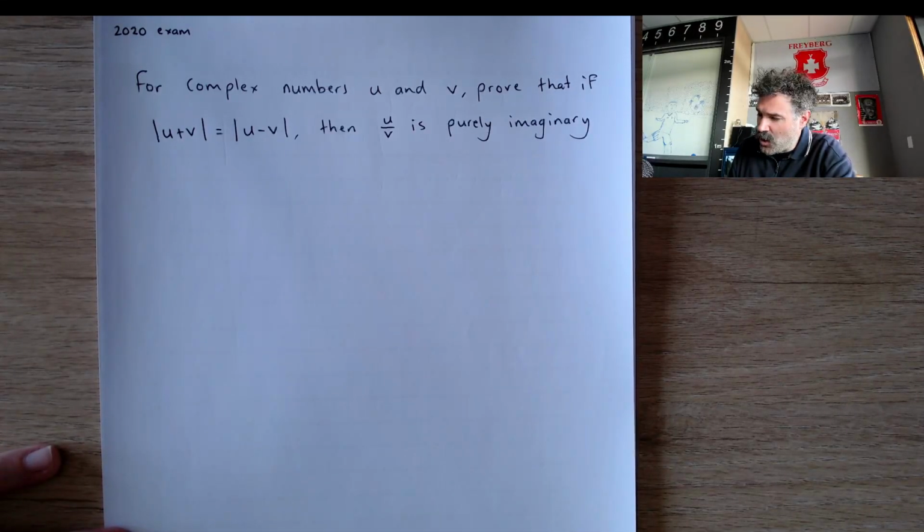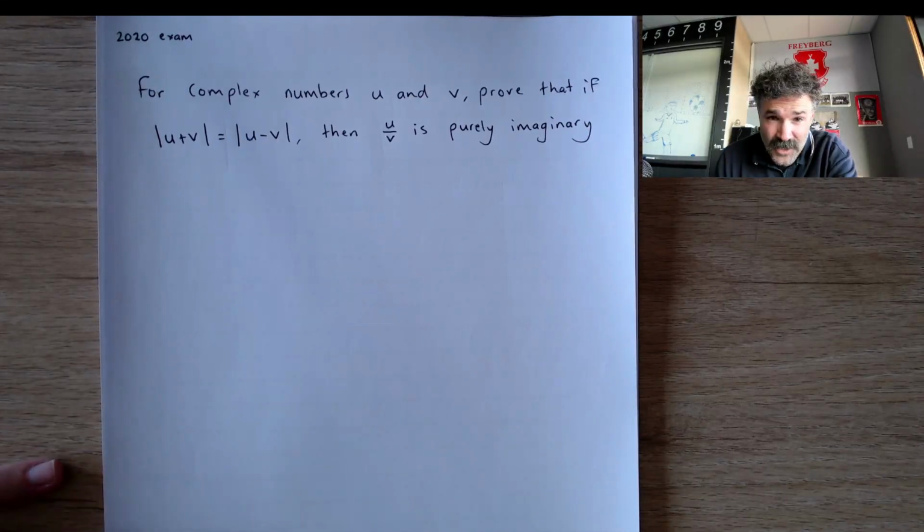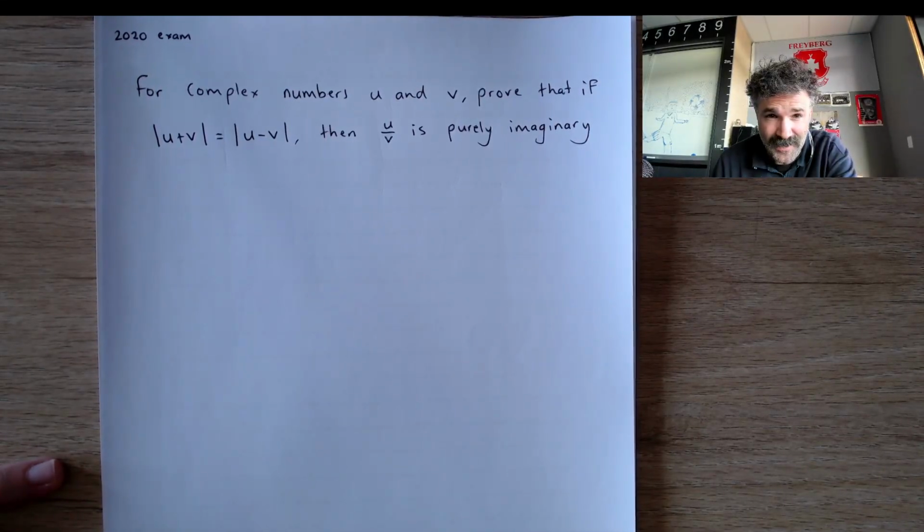It says, for complex numbers u and v, prove that if the modulus of u plus v is equal to the modulus of u minus v, then u divided by v is purely imaginary.